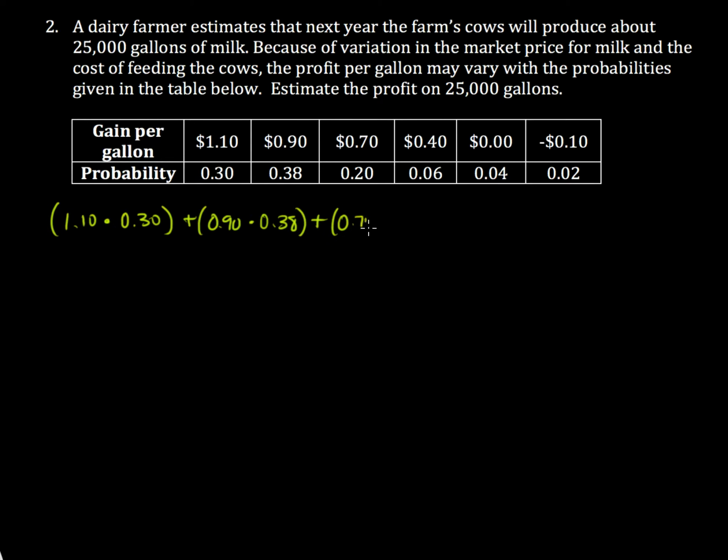So a gain of 70 cents times the probability of 0.20, plus a gain of 40 cents times the probability of 0.06, plus, and I can leave this one out because this is a gain of 0 times the probability of 0.04. So when I multiply 0 times 0.04, it's just not going to matter. So I'm actually just going to skip this one. I don't have to worry about it because the gain is 0. And this last one, I have a loss of 10 cents with a probability of that happening of 0.02.